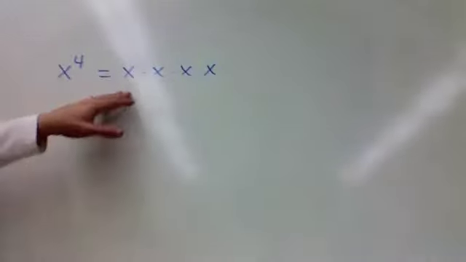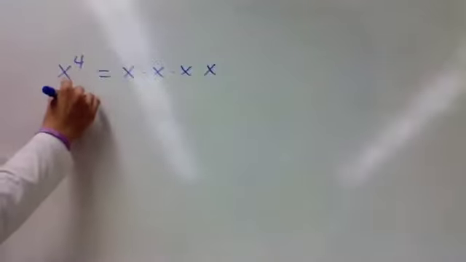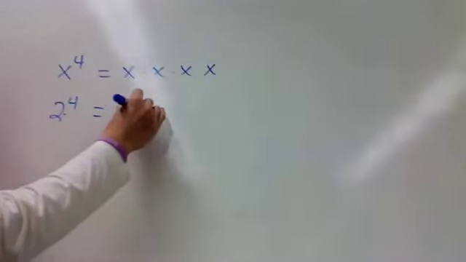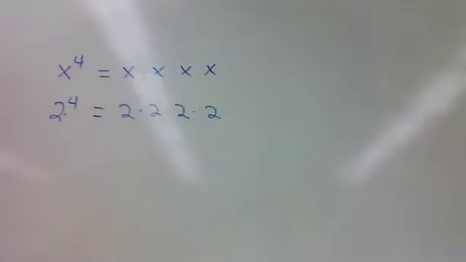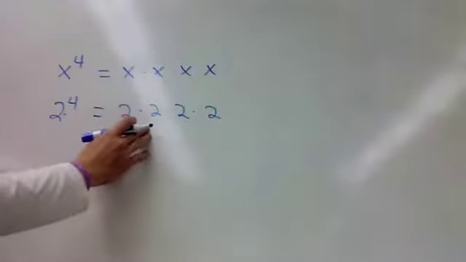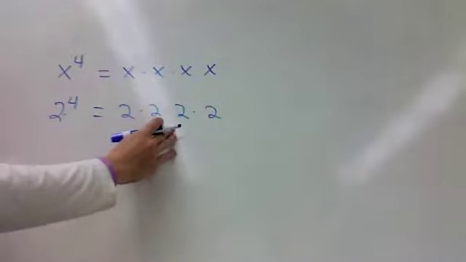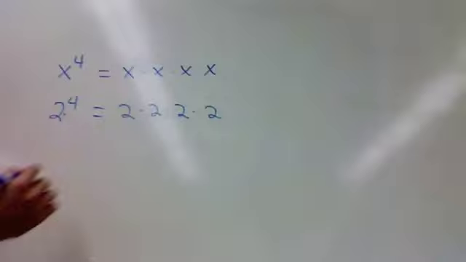So all we're doing is multiplying whatever x is 4 times. Take, for example, let's say we put 2 in here. All we're doing is multiplying 2 times 2 times 2 times 2. So in this case, 2 to the fourth power would be 2 times 2 is 4, 4 times 2 is 8, 8 times 2 is 16.